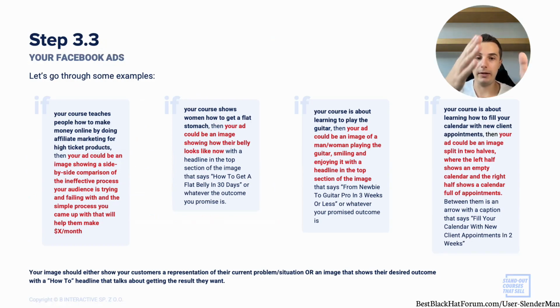And so that's on the left-hand side. On the right-hand side, you are showing your simple process that you came up with that helps them make a specific amount of money per month. And then, for example, if your course helps women get a flat stomach, then your ad could be literally as simple as showing what their belly looks like right now with a headline in the top section that says how to get a flat belly in 30 days, or whatever the outcome you promise is.